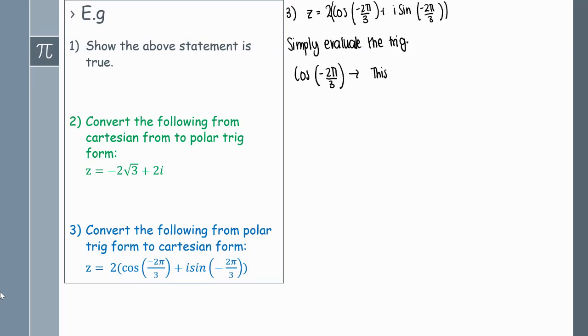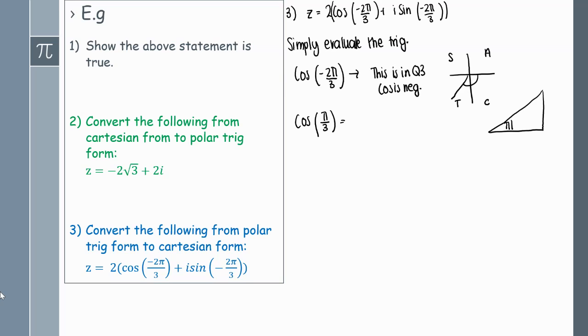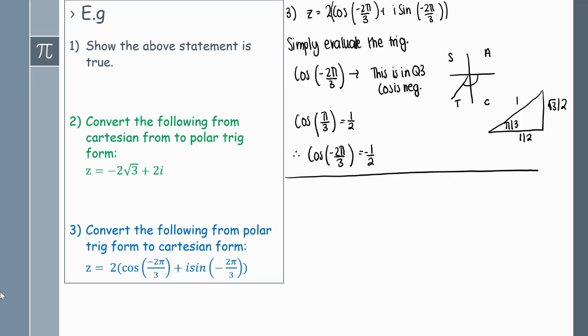So cos of minus 2 pi on 3, remember that this will be in quadrant 3. Remember, I'm going the opposite direction and 2/3 pi around. In Q3, cos is negative, only tan is positive. So I'm going to get a negative value for cos minus 2 pi on 3. Once I know it's negative, all I have to do is evaluate cos of pi on 3. And again, using my identity triangle or just memorization of this, we should know that cos pi on 3 is equal to a half. Therefore, I can conclude that cos negative 2 pi on 3 is minus a half.